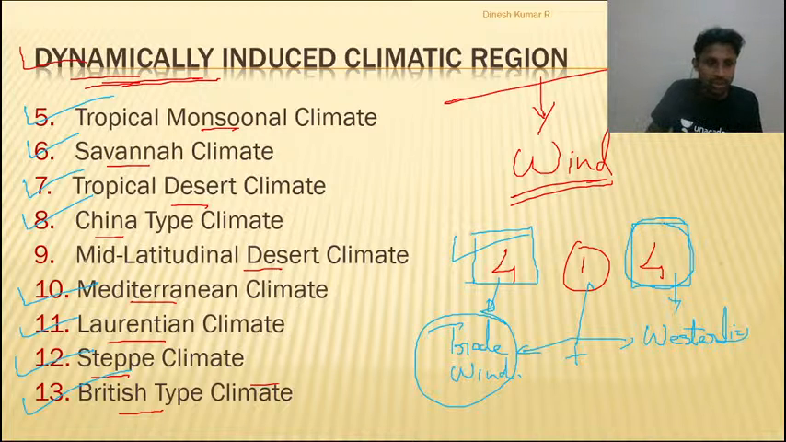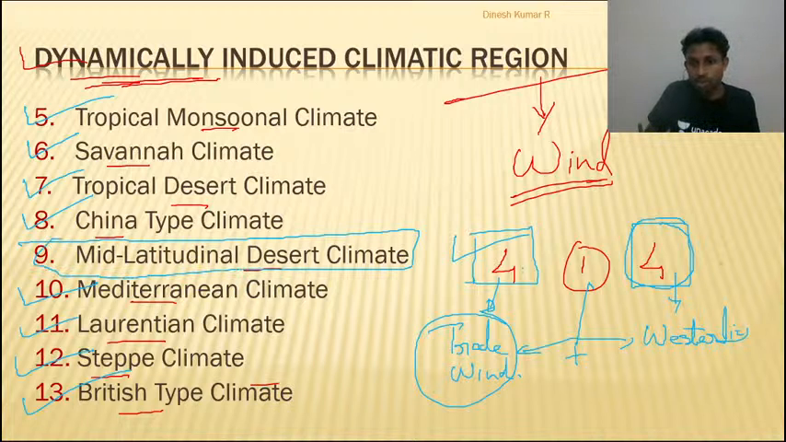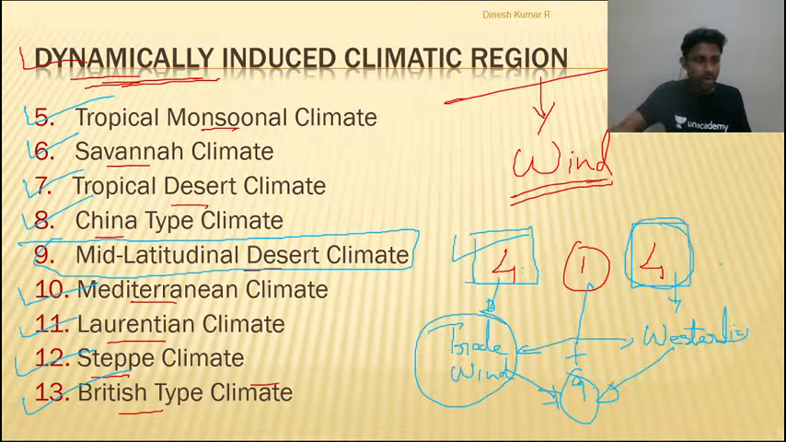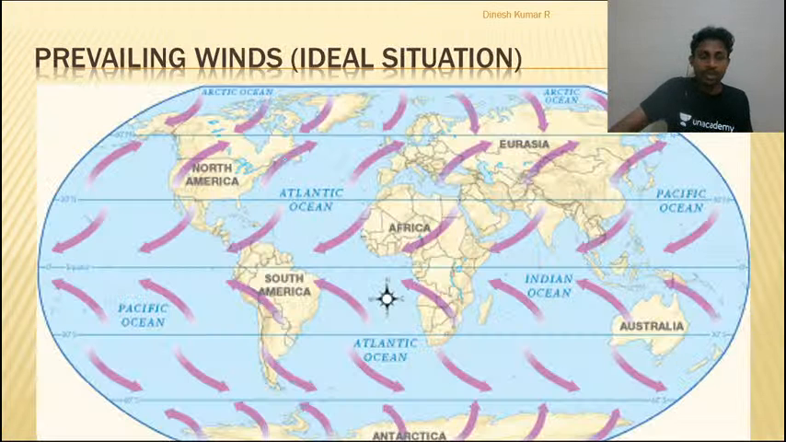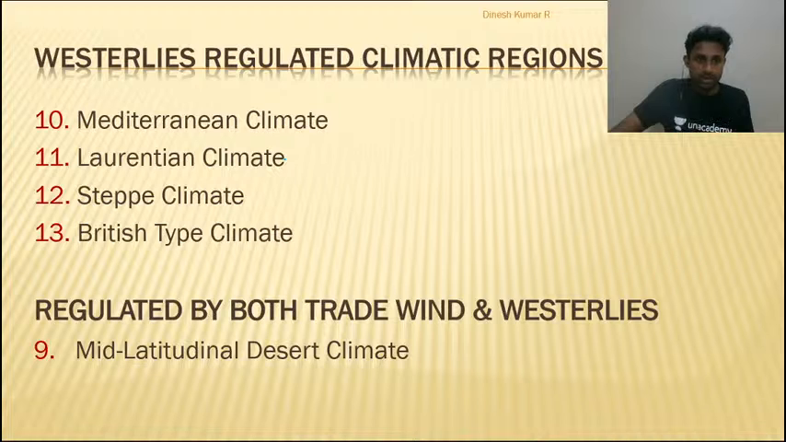In between, can you see this one? 9. They have effect of both. So this is my 9th one, right? It has effect of both trade winds and westerlies. It is regulated by both these winds. How? Let us see the explanation. So you can see trade wind regulated regions 5, 6, 7 and 8. And can you see westerlies regulated climatic regions? It is 10, 11, 12 and 13. And regulated by both trade wind and westerlies, it is 9th mid-latitudinal desert.